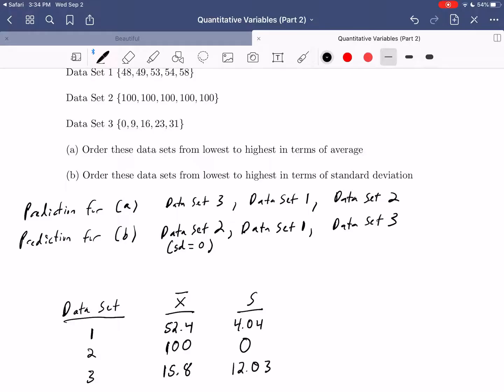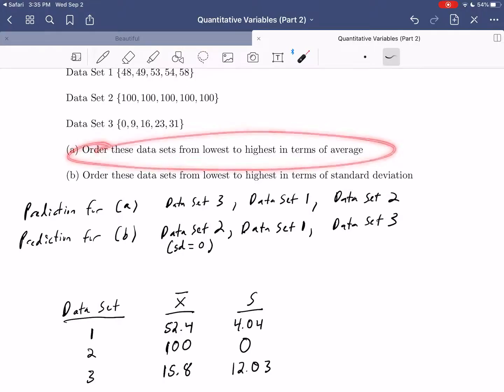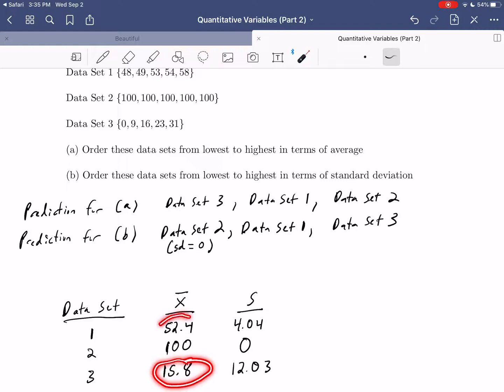So are our predictions correct? Well, let's look at ordering these from the lowest to highest in terms of average. The lowest average is 15.8, then 52.4, then 100. So this prediction here is absolutely correct. All right, let's think about the standard deviation. The lowest standard deviation was indeed dataset 2, then dataset 1, and then dataset 3, which had the highest standard deviation.